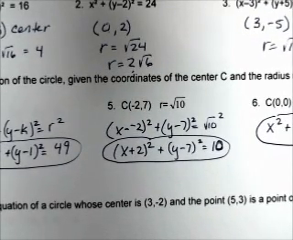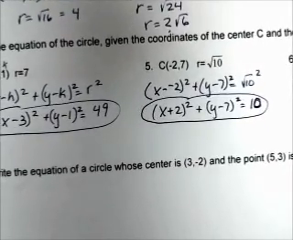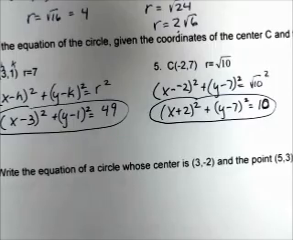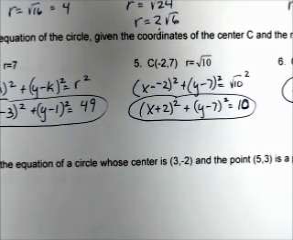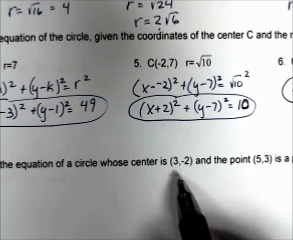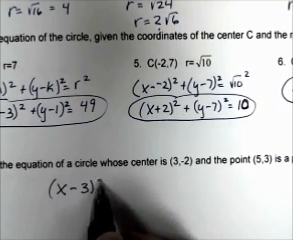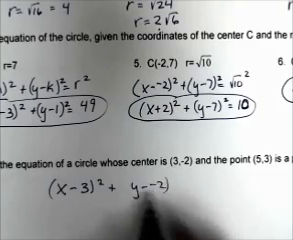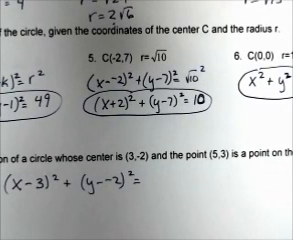Next, number 5. Oops, I guess this should be number 6. No, number 7. Excuse the mistake in numbering these problems. We have write the equation of a circle whose center is (3, -2), and the point (5, 3) is a point on the circle. Well, we have the center. That's no problem. So to start, this is (x - 3)^2 + (y - (-2))^2 = well, we need r. What is our radius?